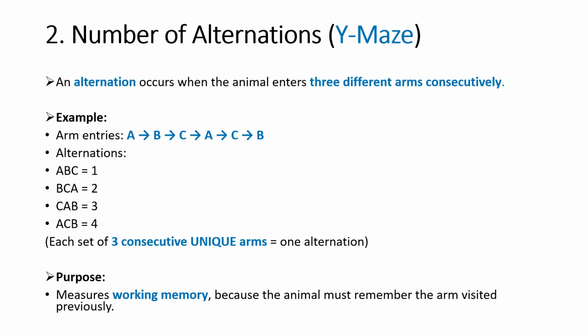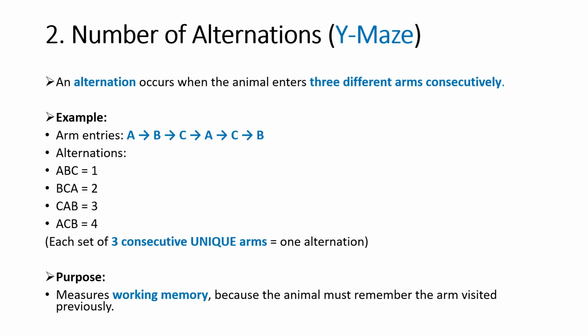We will see other parameters, then we will easily understand these parameters. So now we will go to number of alterations. These parameters we generally study in Y maze. An alteration occurs when the animal enters 3 different arms consecutively. Example, arm entries A, B, C, A, C, B. So alterations: A, B, C is 1, B, C, A is 2, C, A, B is 3 and A, C, B is 4. So these are the maximum number of alterations we can generally get.